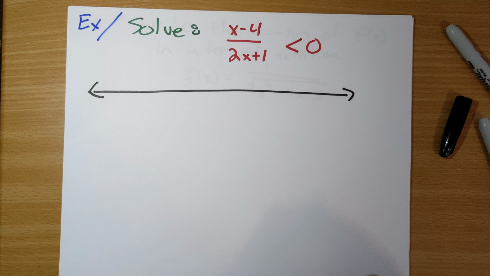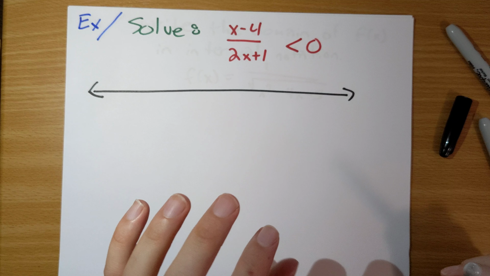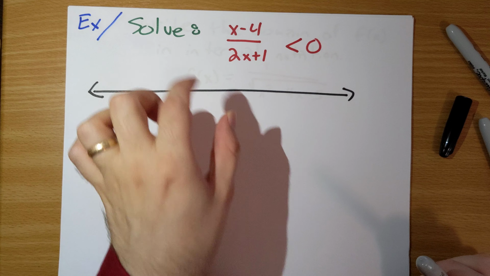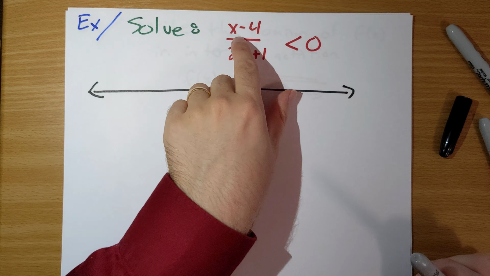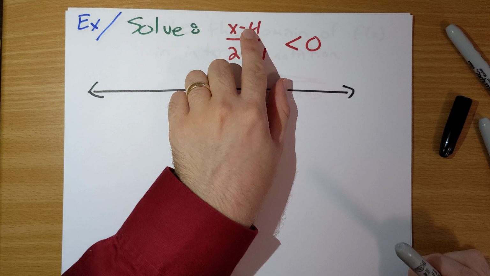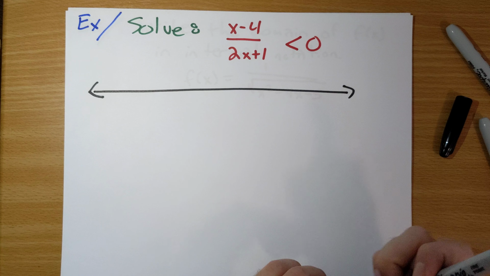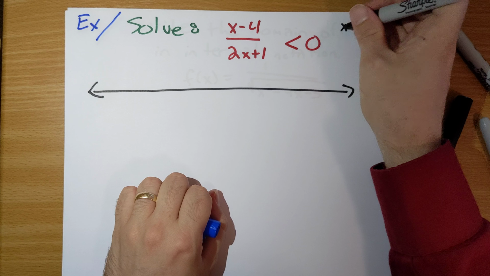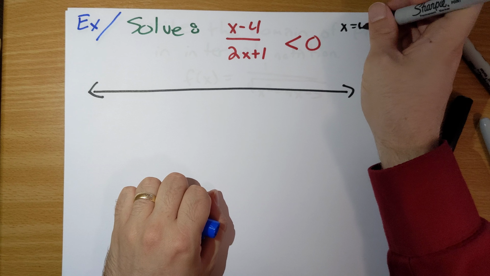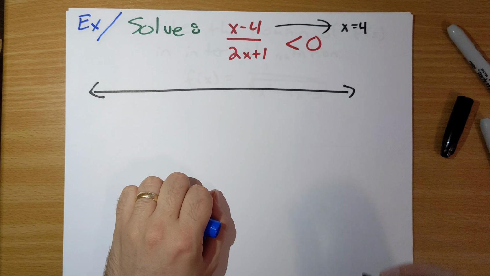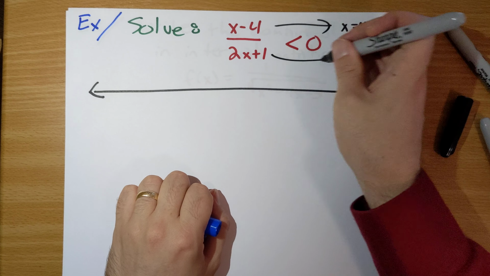We're going to ask, where do we have to cut the line? We might use the word cut points. We're going to cut the line where the numerator and denominator give us 0. So x - 4 = 0 gives us x = 4. That will be a cut point.